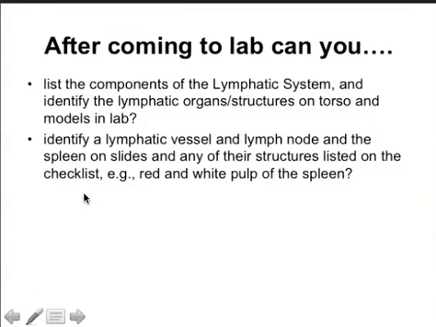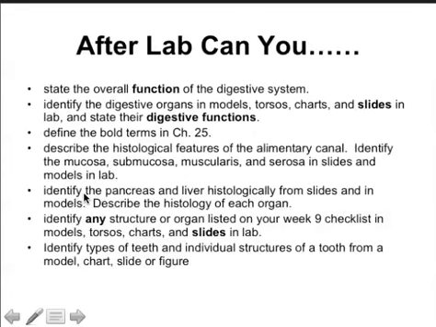So we talked about the lymphatic system in the earlier podcast. We don't need to go back over all those components, but specifically with regard to what we talked about here, you want to be able to state the overall function of the digestive system, identify the organs in the models, the torsos, the charts, and the slides, define the bold terms in Chapter 25, describe the histology of the alimentary canal, be able to identify the pancreas and liver on a slide and in a model and tell me what they do, identify any structure listed on your checklist, and know the structure of the tooth.